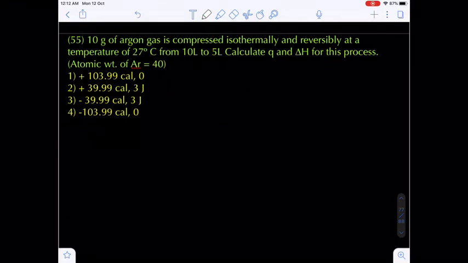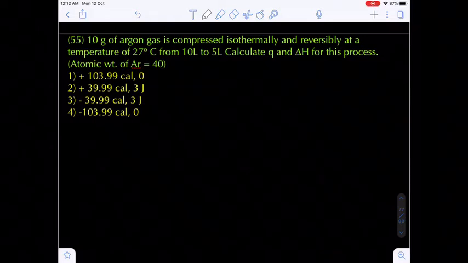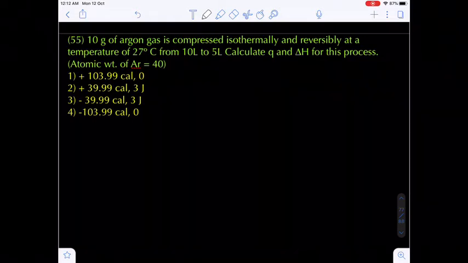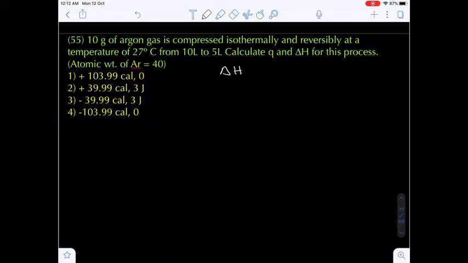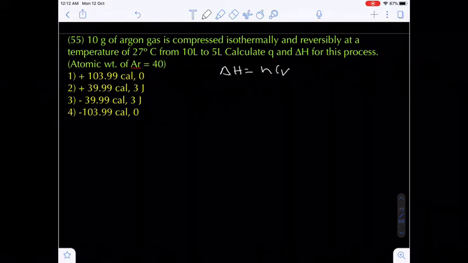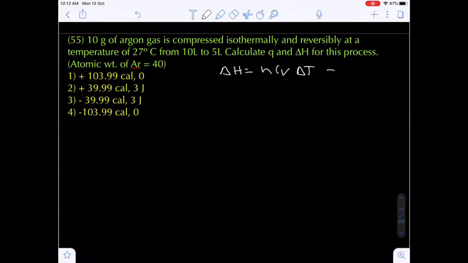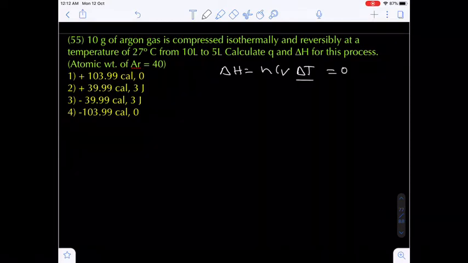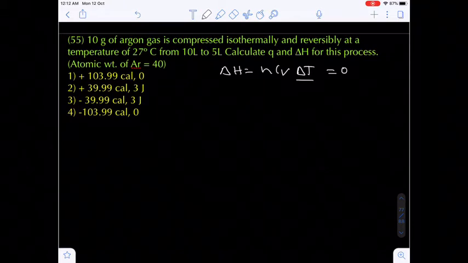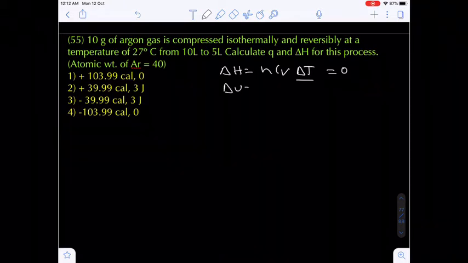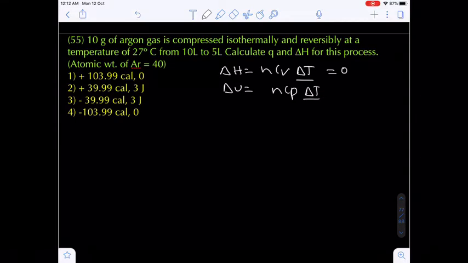And next one more question, that is question number 55. 10 grams of argon is compressed isothermally and reversibly at a temperature of 27 degrees Celsius from 10 liters to 5 liters. Then calculate the Q and del H for this process. Remember, what is the delta H? That will be equal to nCP delta T, which is equal to 0, because delta T is equal to 0 for isothermal process. And what will be the del U? That will be nCV delta T, again the delta T is 0.